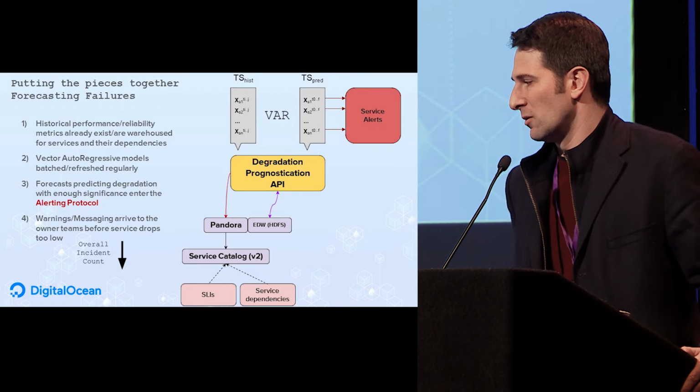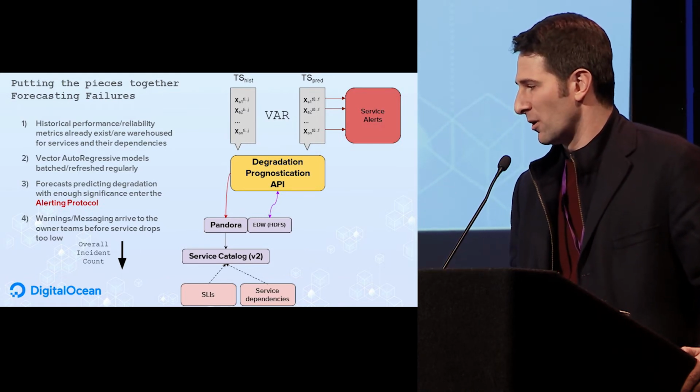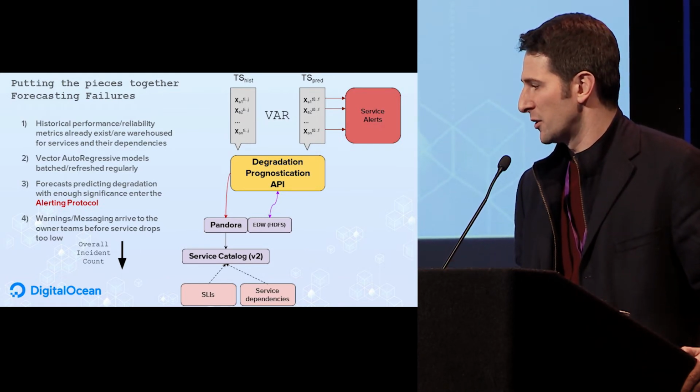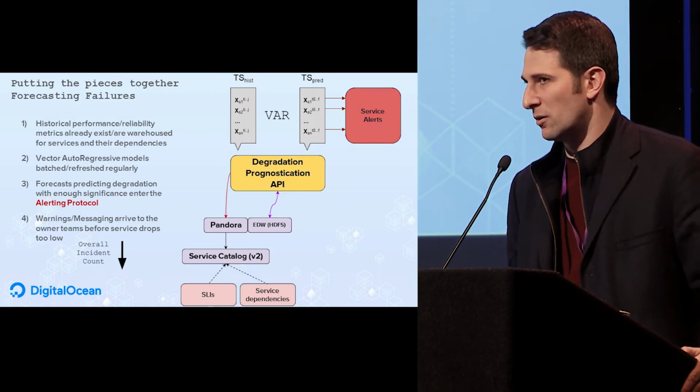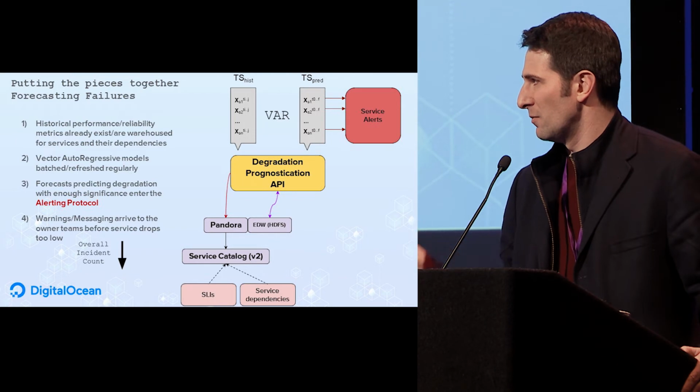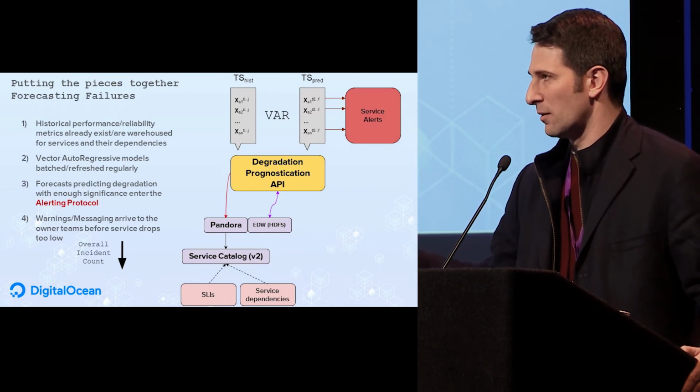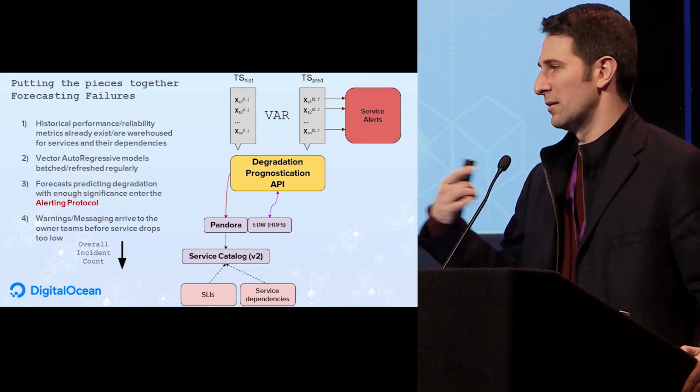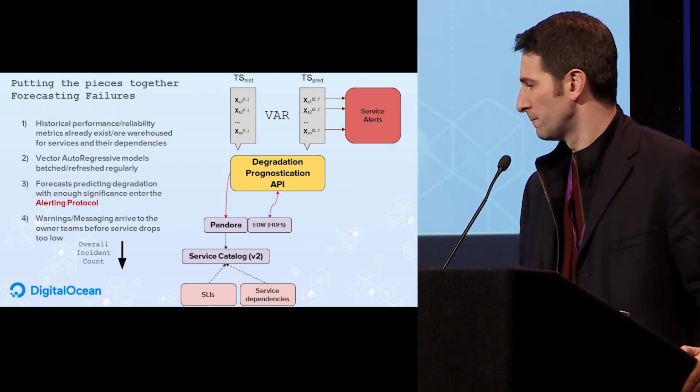Right, so ultimately the goal is to provide warnings and messaging before the service drops too low, before there's degradation. Cool, so again, the goal here is to reduce the number of incidents overall, because ultimately we want to make sure that teams are aware. By being proactive on our side, we can make them aware of potential signals, which is great.